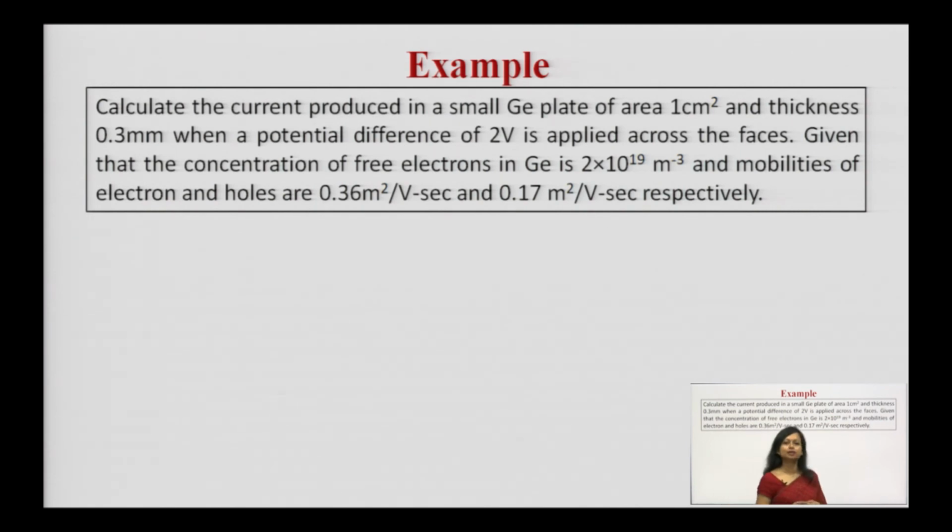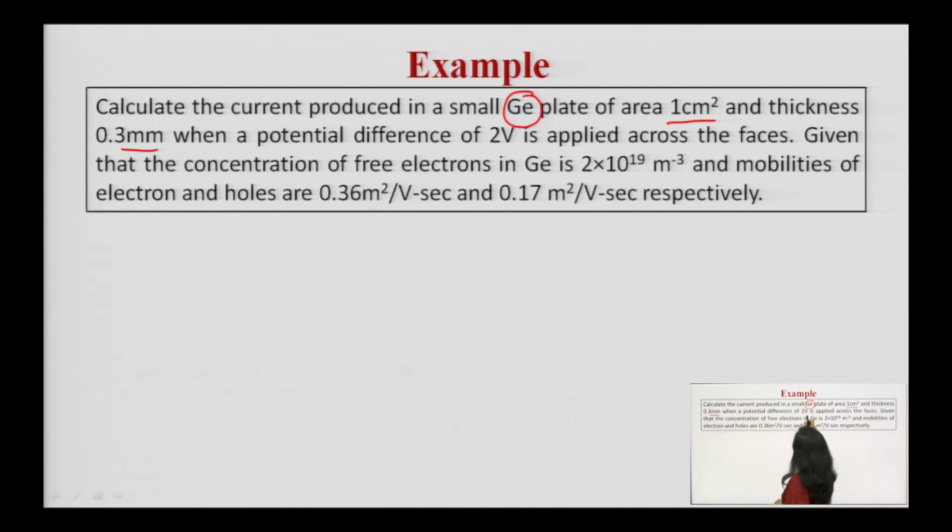Now, in its continuation, let us solve one question. We have discussed a number of formulas, so let us revise and utilize them. The question is, calculate the current produced in a small germanium plate. You have to read the question very carefully, and in the first step you must write down what is given, then only you will be able to identify which formula you need to utilize. Germanium plate of area 1 centimeter square, thickness is 0.3 mm.